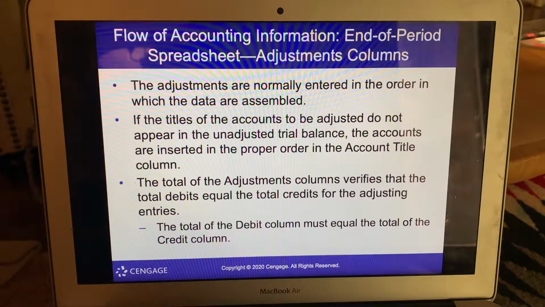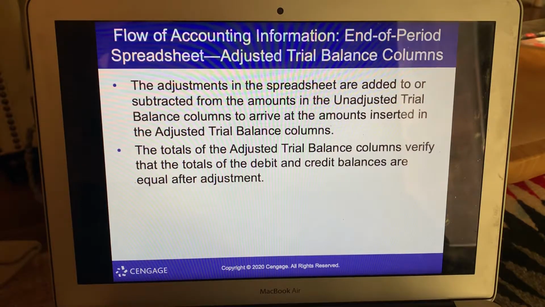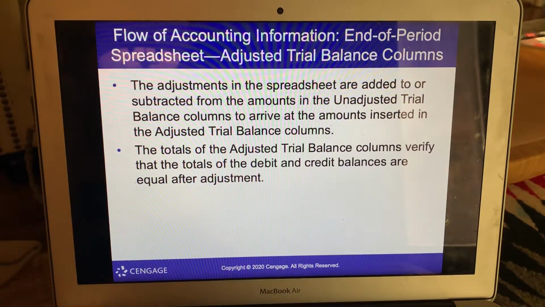The total of the adjustment columns verifies that the debits equal credits for the adjusting entries. The total of the debit column must equal the total of the credit column. Even if we make adjustments, those have to be true as well. So keep that in mind. They have to be equal.